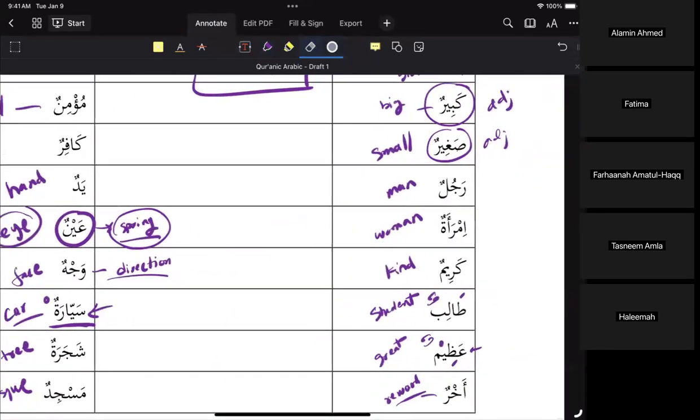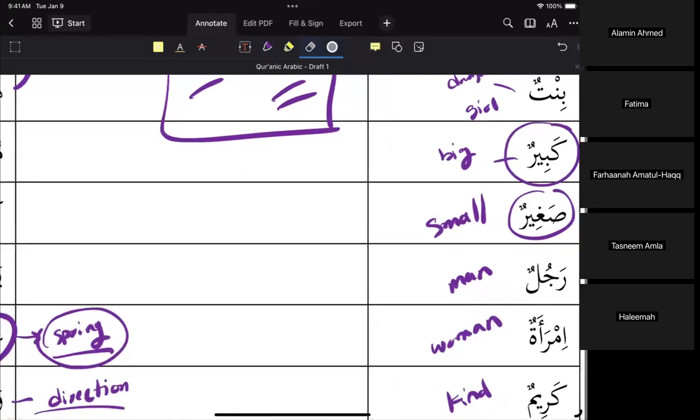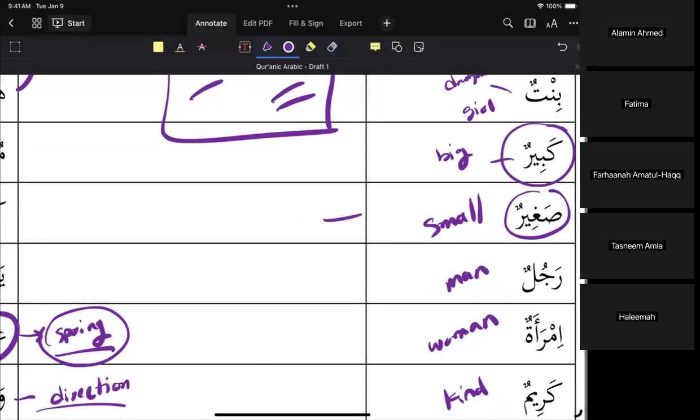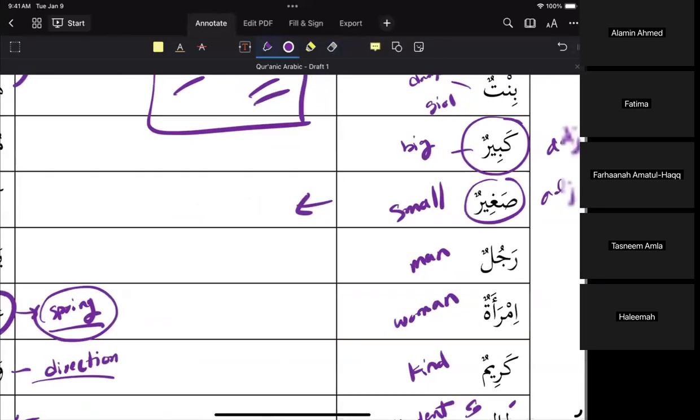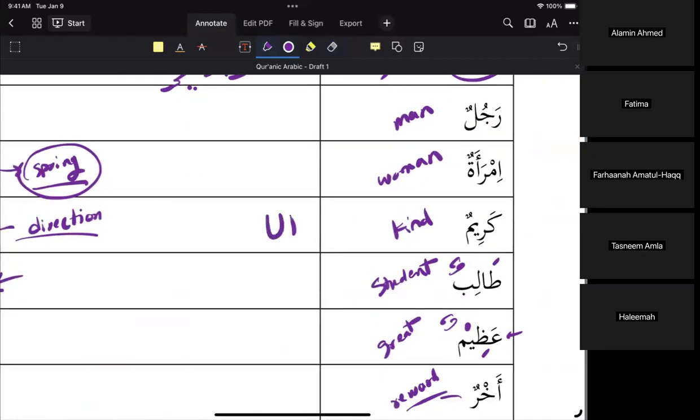So for example, we have صغير. صغير is small, and this is an adjective. It's describing something that is small. So we can add alif lam to صغير as well. We can say الصغير. Same thing with Kareem: Al-Kareem, Al-Karimu. And the same rule applies. We need to remove the tanween.